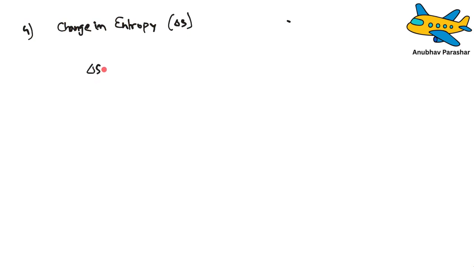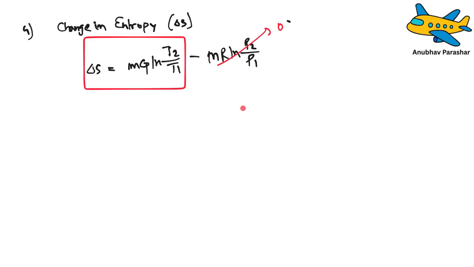So delta S, we can always write as m Cp ln T2 by T1, this is the equation we have seen, minus m R ln P2 by P1. Now this is a constant pressure process. If it is a constant pressure process, P2 by P1 will be 1, so ln 1 is 0. So delta S can be written as m Cp ln T2 by T1.